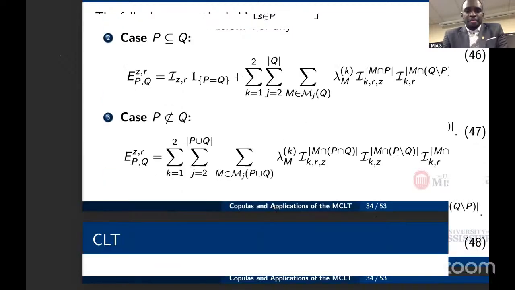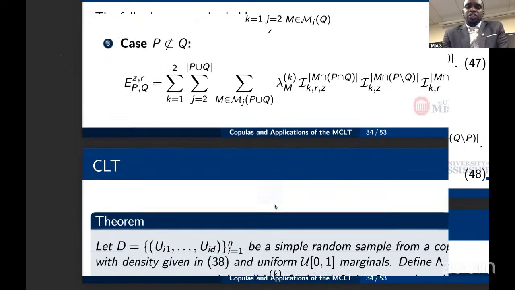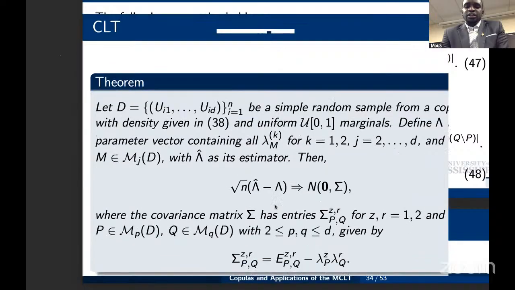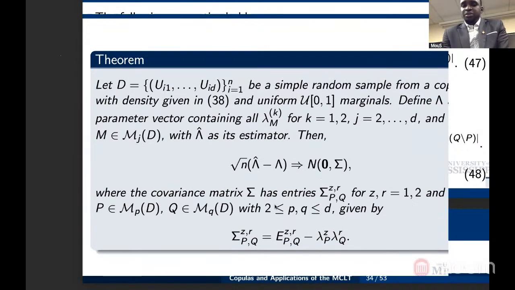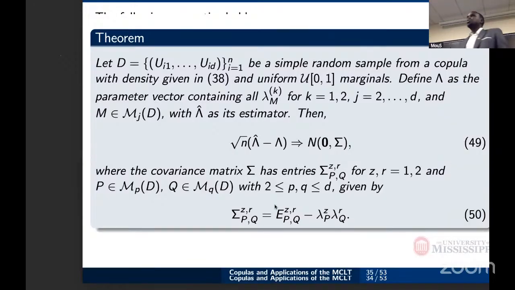All right, now that we have the expected value of any joint product of these transformations, we can state the central limit theorem for a vector of parameters. So if we consider D to be a simple random sample drawn from the D-variate extended FGM copula with uniform marginals, then taking lambda as the vector of all parameters, no matter what the order is, we just need to use the same order when we are finding the components of the covariance matrix.